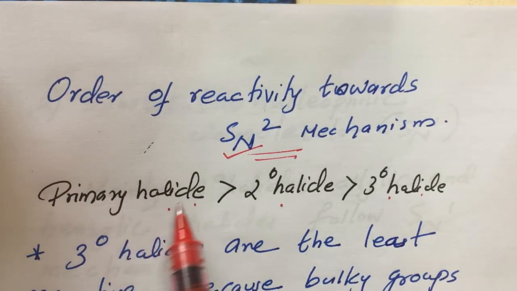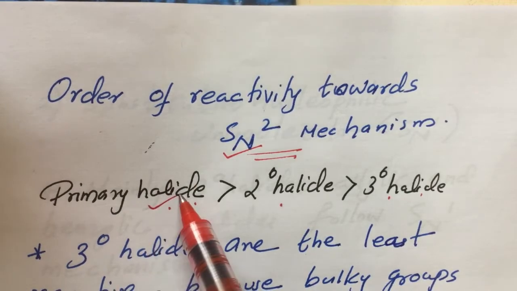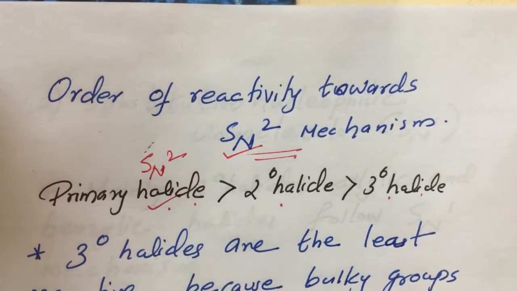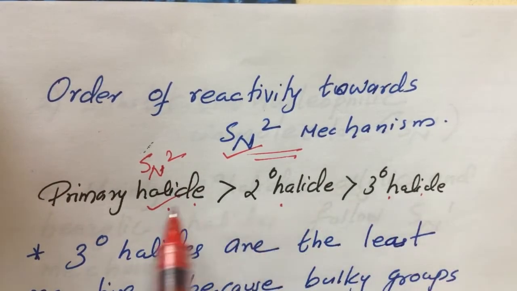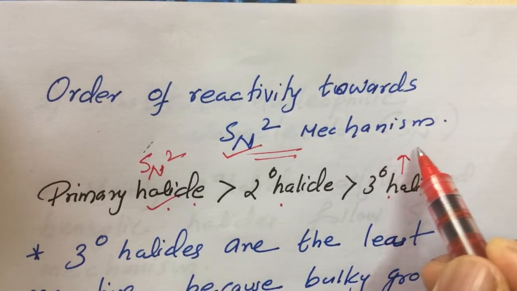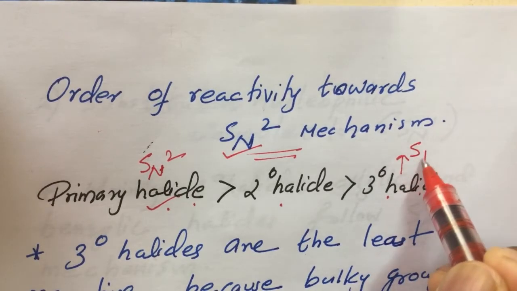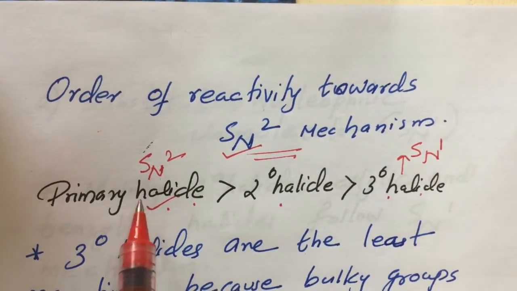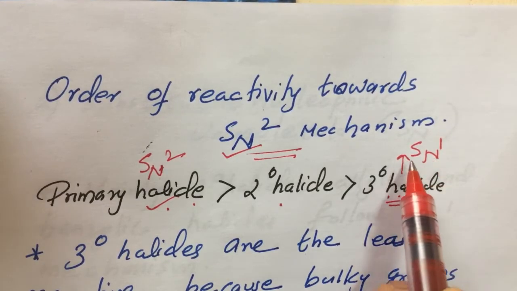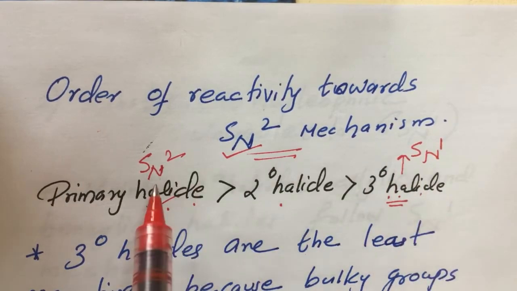nucleophilic substitution reactions of primary halide follow the SN2 mechanism, the previous mechanism. Then among these 3, tertiary halide undergoes nucleophilic substitution through the SN1 mechanism. Why does tertiary halide follow SN1? And why is tertiary halide not following SN2?